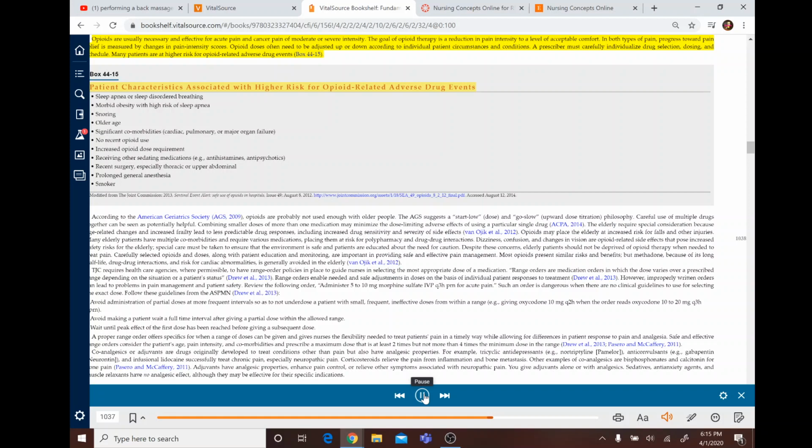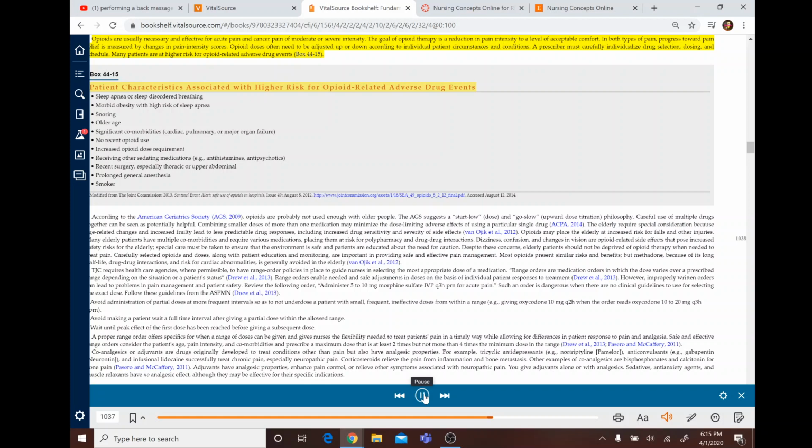The goal of opioid therapy is a reduction in pain intensity to a level of acceptable comfort. In both types of pain, progress toward pain relief is measured by changes in pain intensity scores. Opioid doses often need to be adjusted up or down according to individual patient circumstances and conditions. A prescriber must carefully individualize drug selection, dosing, and schedule. Many patients are at higher risk for opioid-related adverse drug events.